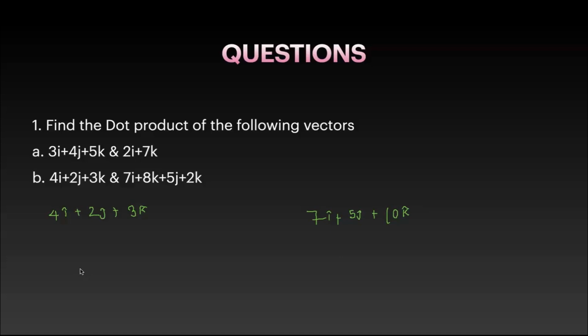Now, find the dot product between them, which is 4 into 7 plus 2 into 5 plus 3 into 10, which is 28 plus 10 plus 30, which is 68. Clear? Isn't it simple to find the dot product of two vectors?